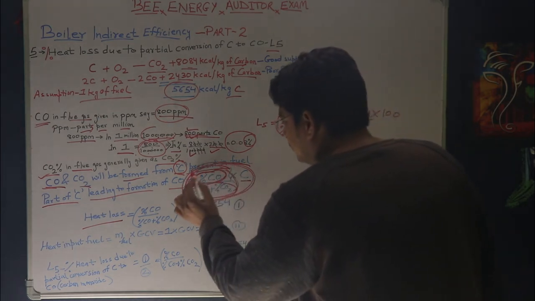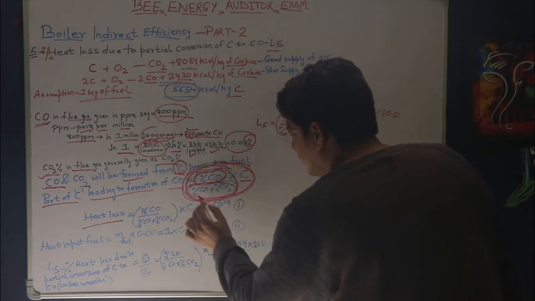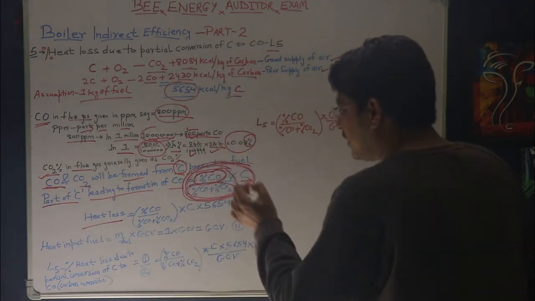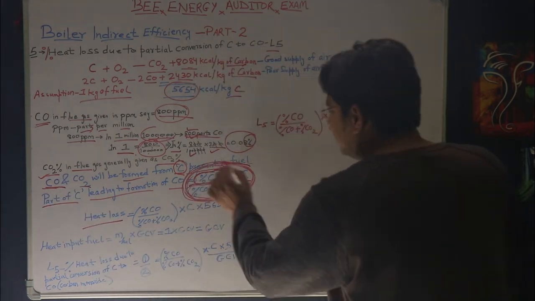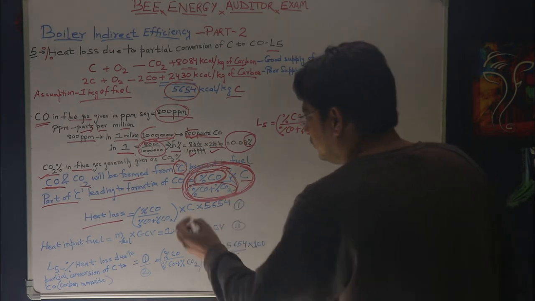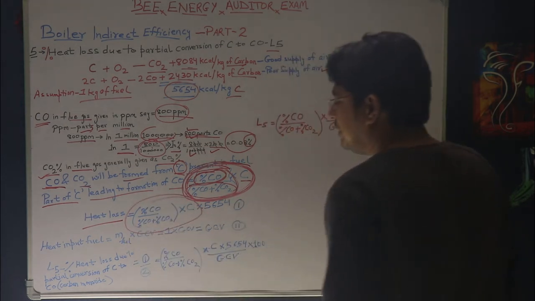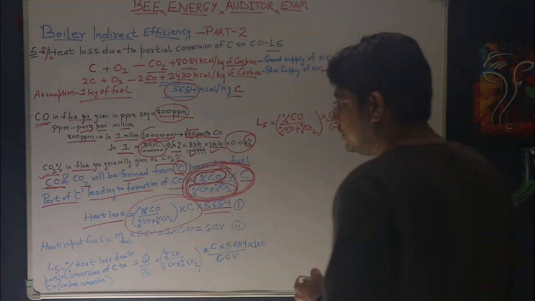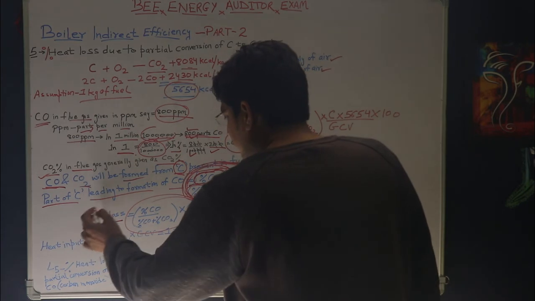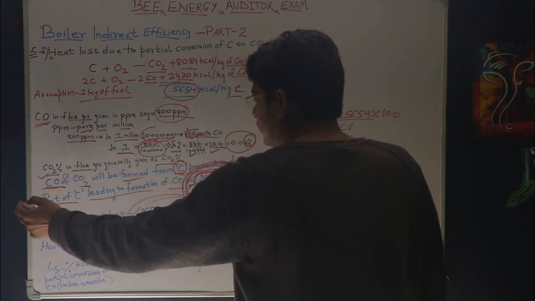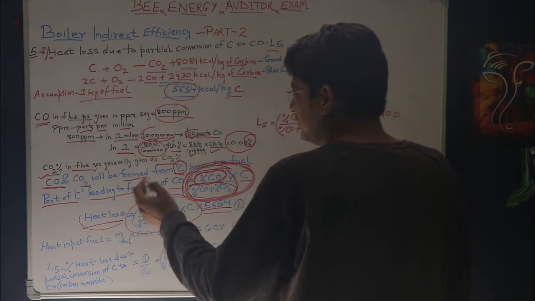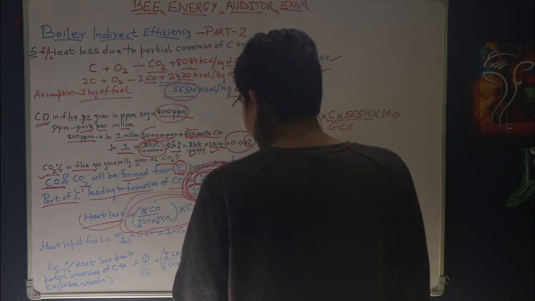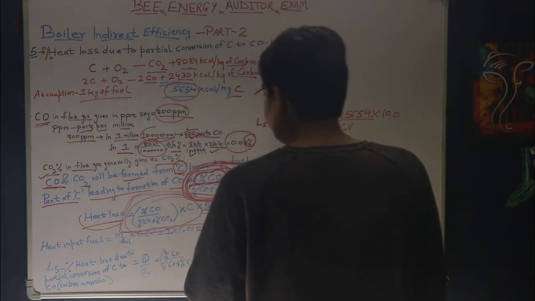So accordingly, because this much carbon has resulted in the formation of carbon monoxide, this much carbon will result in the loss of, this much is the amount of carbon and this is the loss which is linked per kg of carbon. So the heat lost with the formation of carbon monoxide, or you can say the partial conversion of carbon to carbon monoxide, is this much, and I will be calling this equation 1.